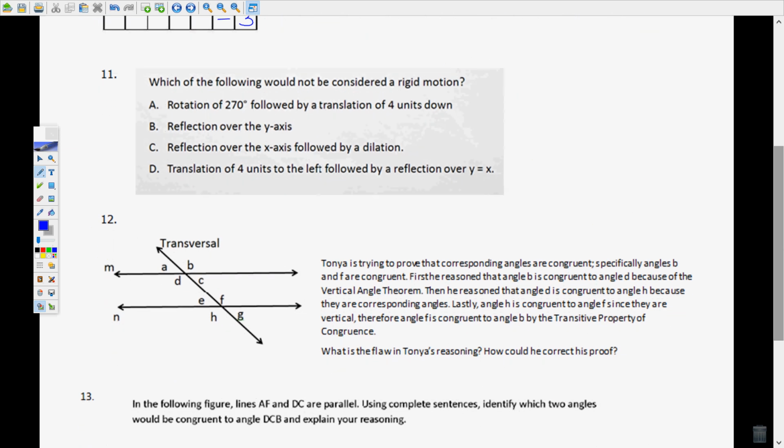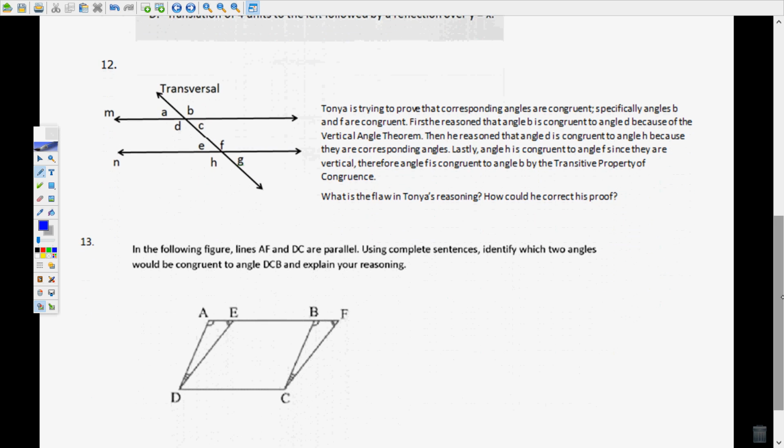Which of the following would not be considered a rigid motion? Remember, a rigid motion has no change in size or shape, so you would not have a dilation. It's only a rotation, a translation, a reflection, but never a dilation. Anything with a dilation would not be considered a rigid motion. Remember, it stays rigid, same size, same shape.